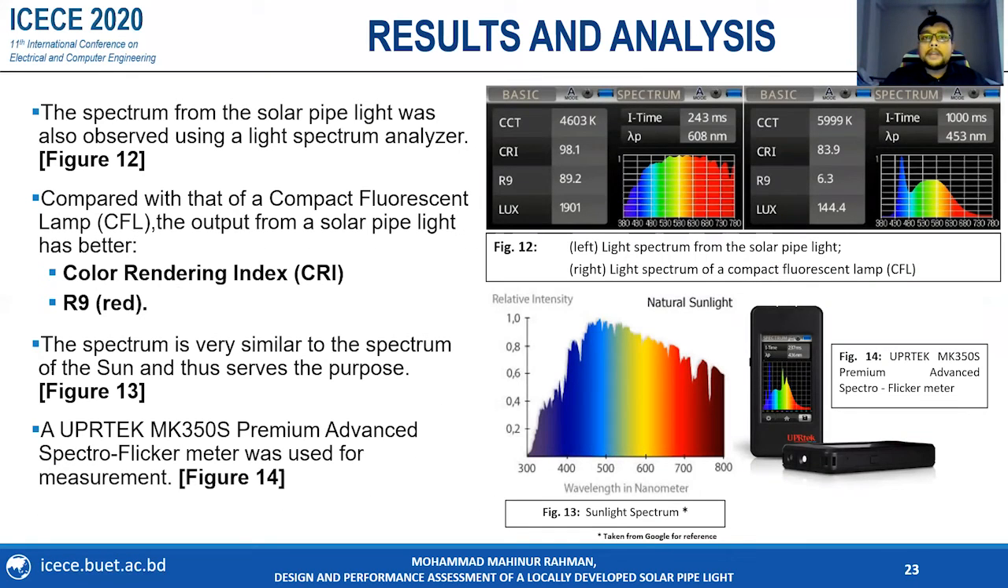Also, to analyze the spectrum of the light from the solar pipeline, we have used a spectroflickerometer where we observed the light spectrum from the solar pipeline as seen in figure 12, and also the light spectrum from the compact fluorescent lamp. It is seen that the light spectrum from the solar pipeline matches completely with the natural sunlight spectrum shown in figure 13. The spectrum is very similar to the sun.